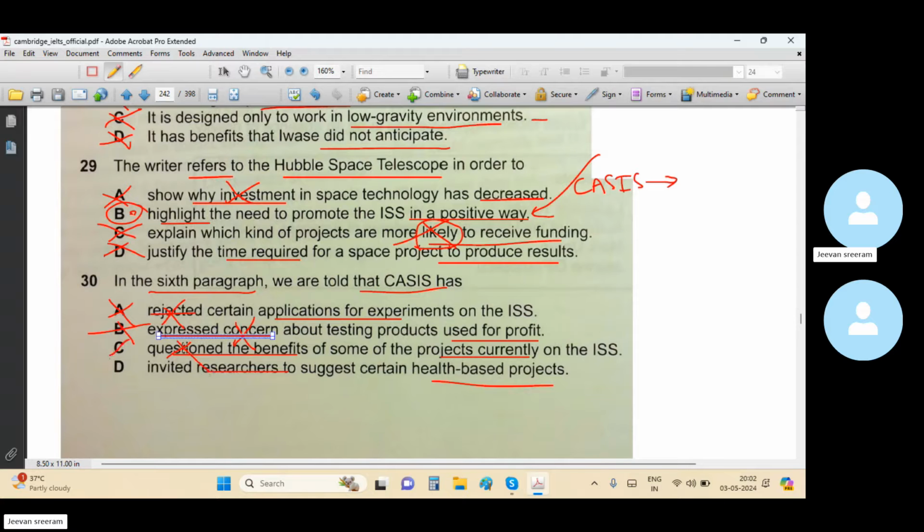Okay, but let's understand. Questioned the benefits of some of the projects currently on the ISS. The related paragraph we have just seen, in which we found relevant information to answer this question, does not indicate that, right? It does not indicate that CASIS questioned the benefits of existing projects. It discusses their efforts to identify promising research themes.